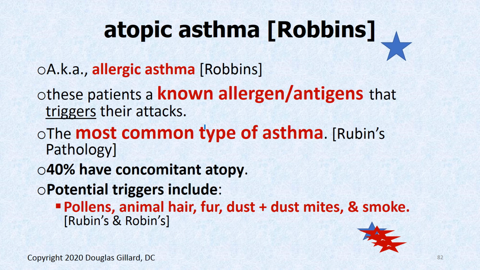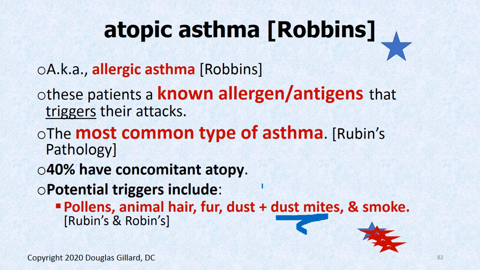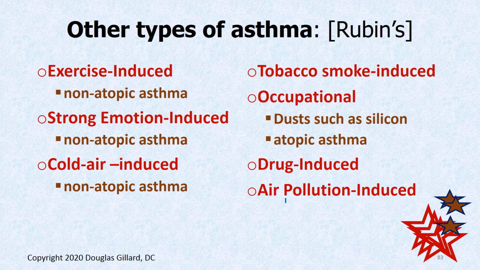Certain times of year, certain plants and pollen, certain animal fur, like cats are notorious for some people, fur from other animals, dust mites. There's new research on these little things. Some of these guys might actually be allergic asthma patients because of dust mites. That needs to be looked at if that hasn't been tested.